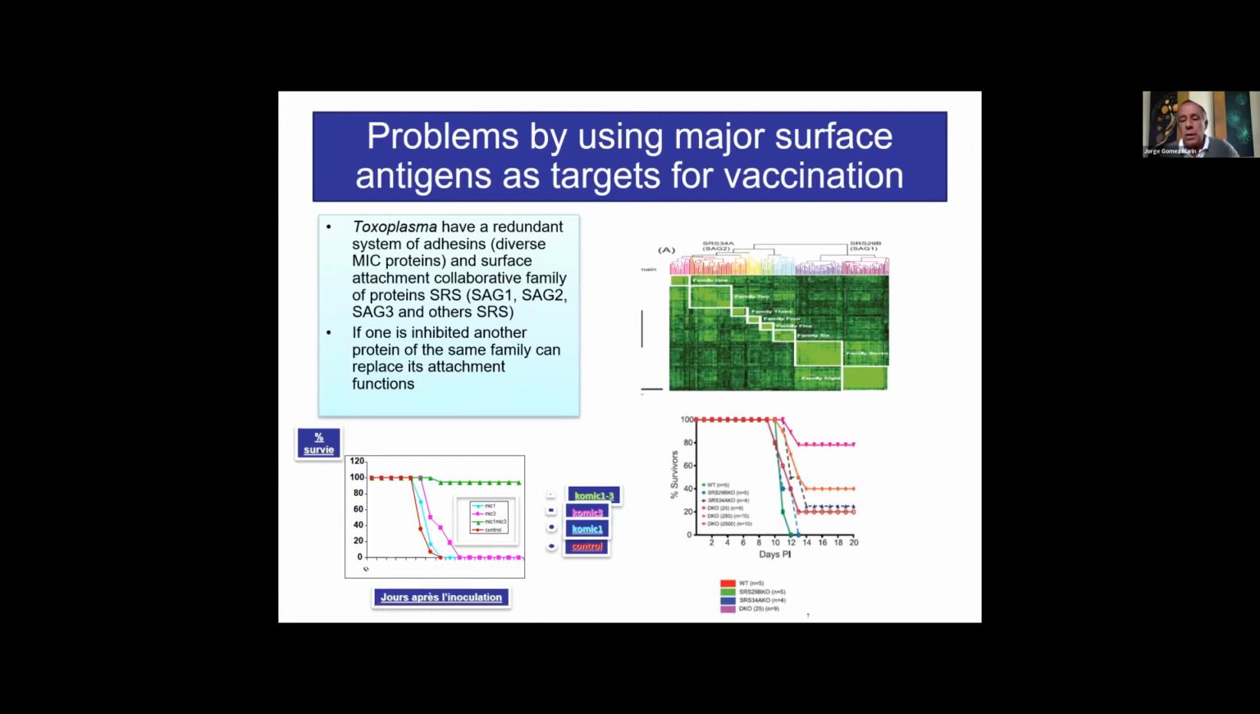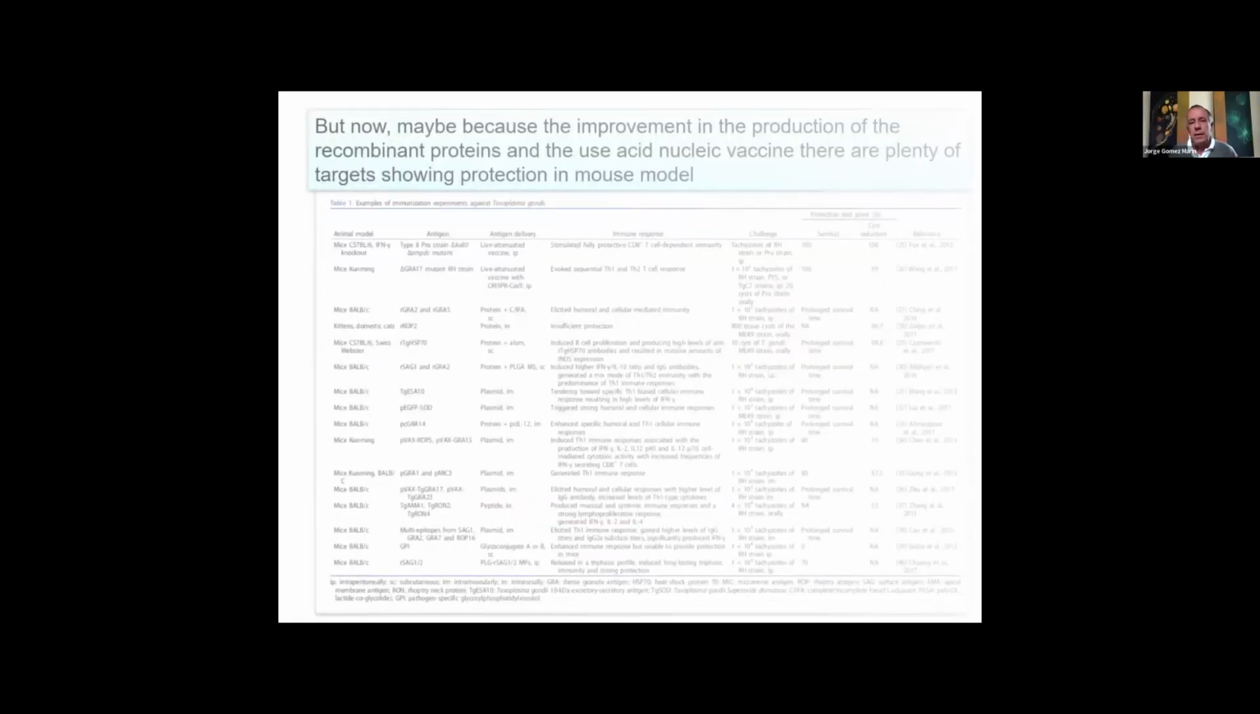This is a paper from Dr. Gerd, who works a lot on this kind of proteins. And you can see here that to improve the survival of the mouse, you need to use double knockout parasites. So it showed that the parasite has a very sophisticated system to invade. That also explains the success of Toxoplasma, because it has a very redundant system to invade the cells.